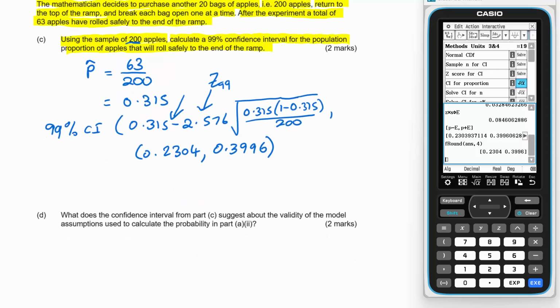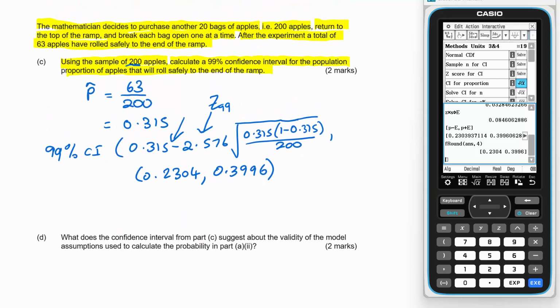Okay, so what does the confidence interval from part C suggest about the validity of the model assumptions used to calculate the probability in part A2? Well, our answer from part A2 was 0.199, which is not in the confidence interval. So, and you need to write something like this down, the proportion calculated in A is not within the confidence interval, and that suggests that the model assumptions may not be valid.